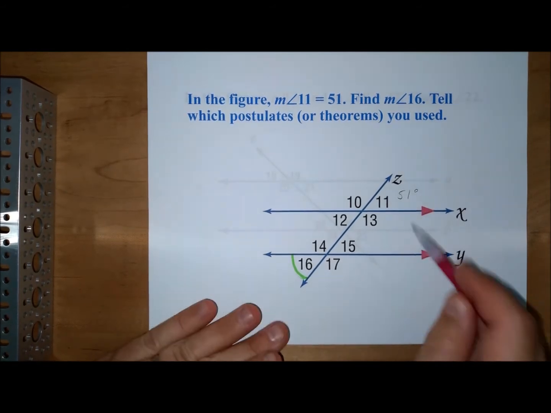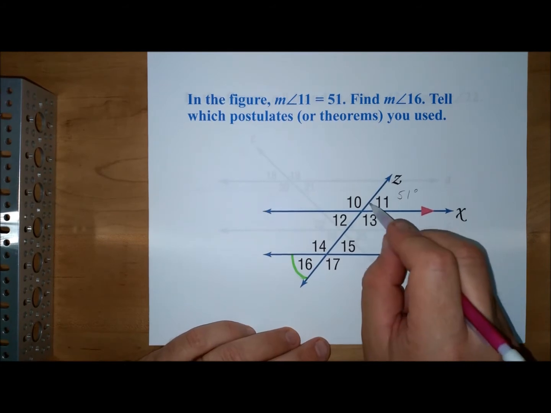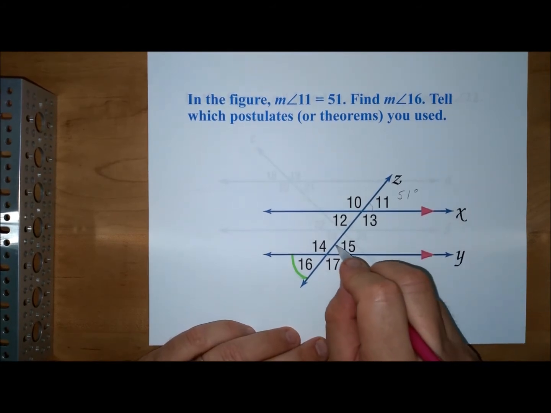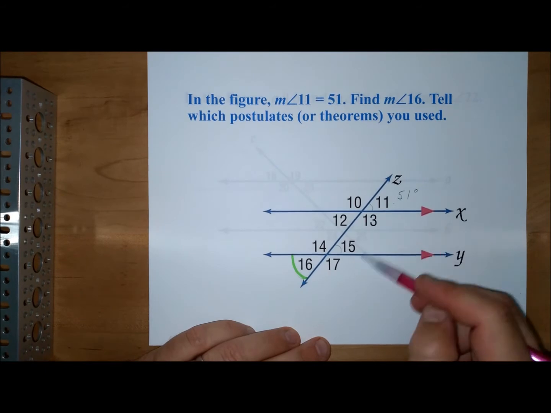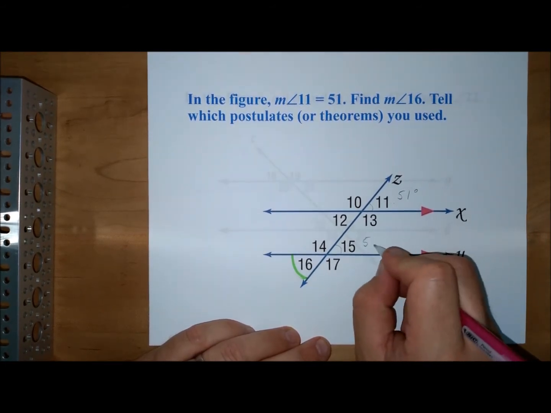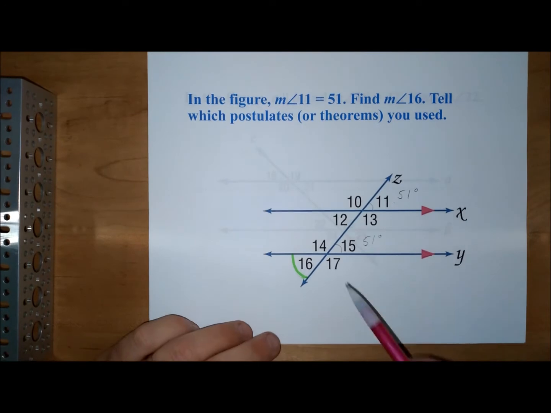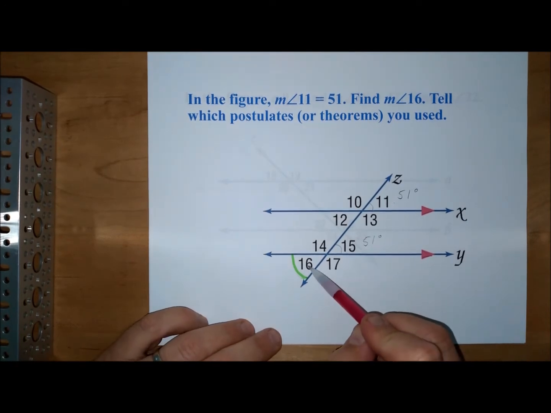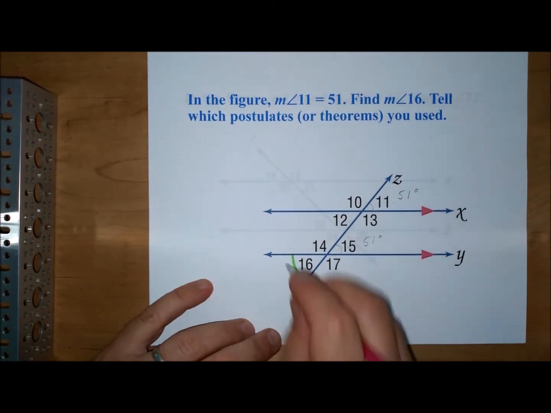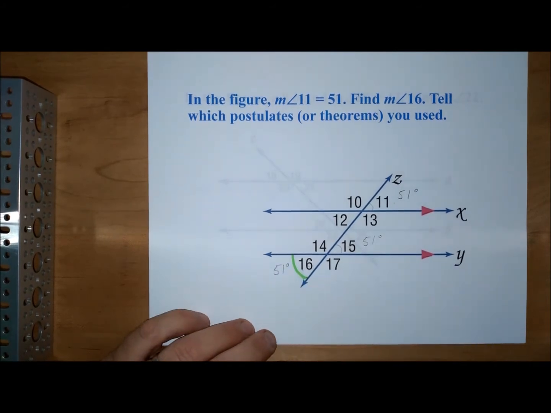And let's see if we can work our way through this puzzle. We do know that angle 11 and angle 15 are going to be congruent because they're corresponding angles and the lines that form them are parallel. So angle 15 is going to have to be 51 degrees. Hold on. See something here? Angle 15 and angle 16 are vertical angles. So angle 16 is also going to be 51 degrees. Good.